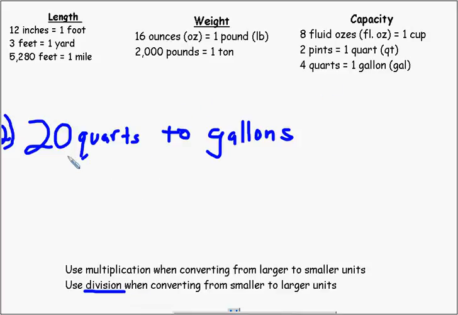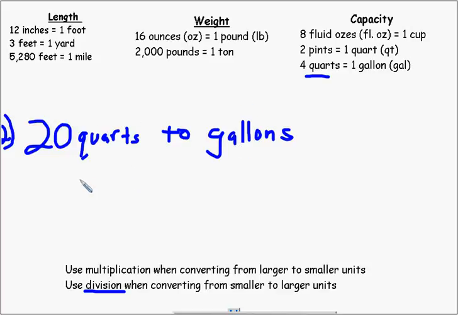How many groups of 4 quarts are in 20 quarts? And each group of 4 quarts is 1 gallon. So how many groups of those are in 1 gallon? So 20 divided by 4 is 5 gallons.